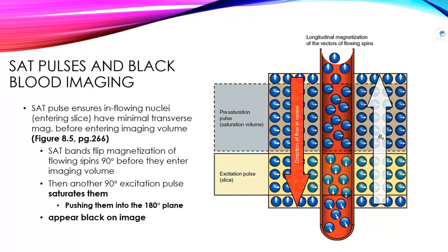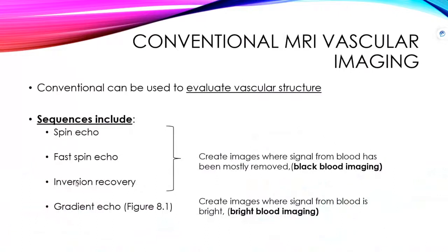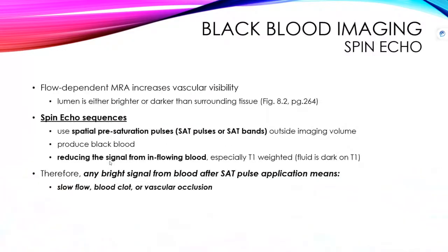So the SAT band is going to flip the magnetization of blood flow 90 degrees before it enters the imaging volume. And then when it's excited in the imaging volume, it's actually going to be exposed to another 90 degrees, and 90 plus 90 is 180, and 180 is an inversion pulse. So instead, you can use an inversion pulse, because remember, one of the sequences you can use is inversion recovery. So right now we're just talking about basic spin echo. When you do an inversion recovery black blood imaging, you're using an inversion pulse, which is really the same exact thing as a SAT band, just less steps.